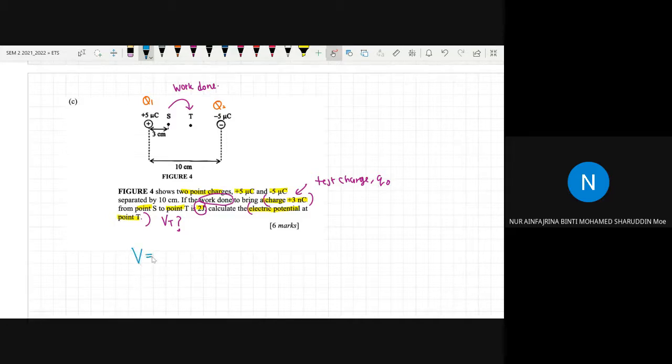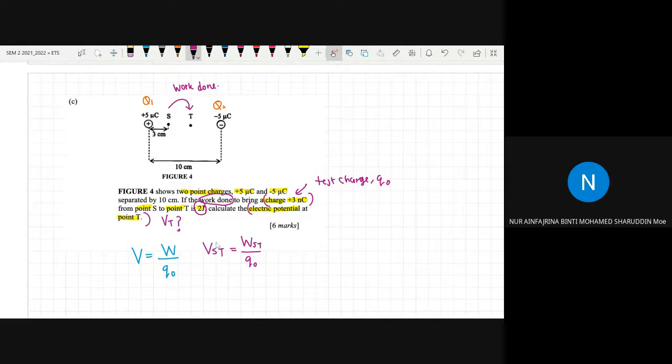V equals to work done W over Q naught. Terima kasih. V equals to work done over Q naught. Sebenarnya V kita, bila kita buat kerja, maksudnya kita bawa charge tu from one point to another point. Sekarang kita bawa charge tu from point apa tau? From point S to point T. Maksudnya there is work done between point S to point T divided by Q naught.